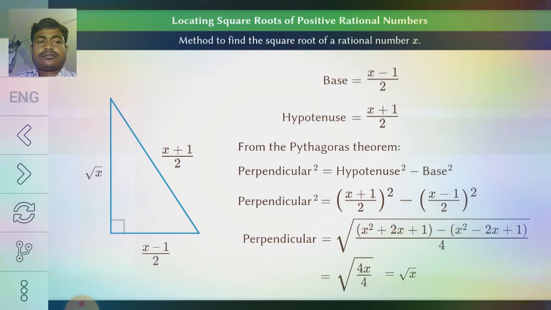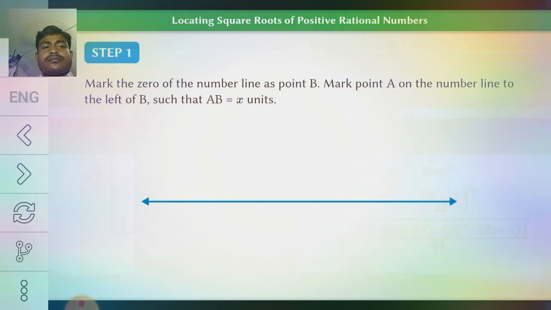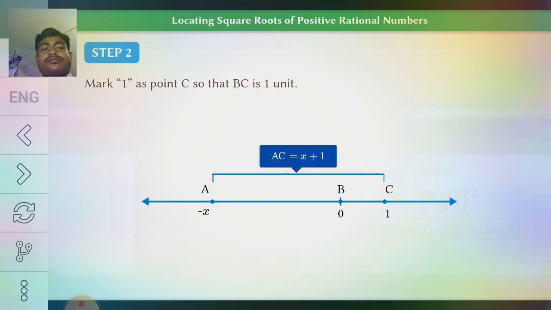Let's now start the construction to locate the square root of a positive rational number x. Step 1. Mark the 0 of the number line as point B. Mark point A on the number line to the left of B, such that AB is equal to x units. Step 2. Mark the 1 on the number line as point C. Note that BC is 1 unit, so AC is x plus 1 units.